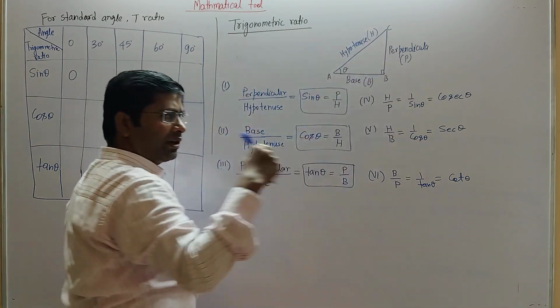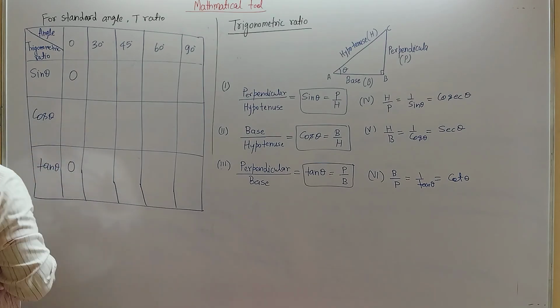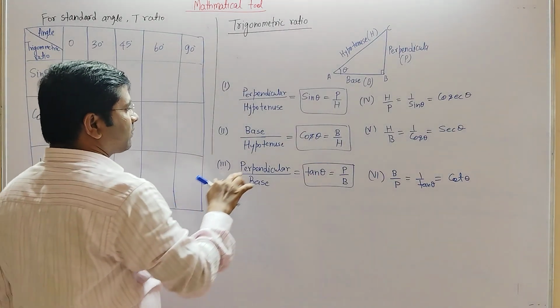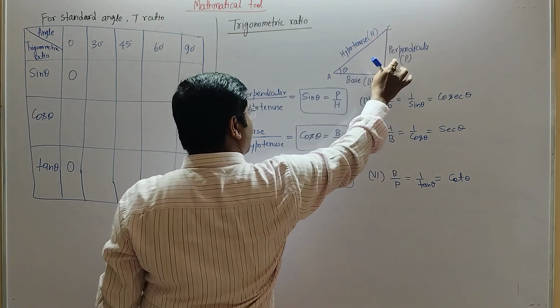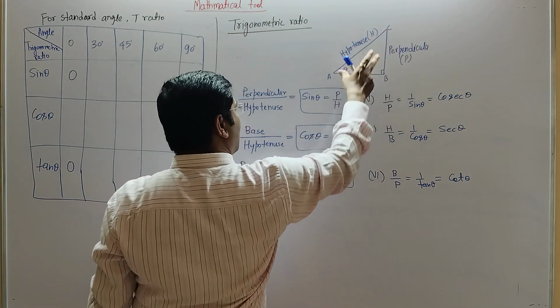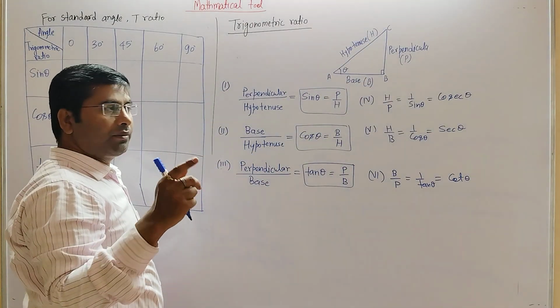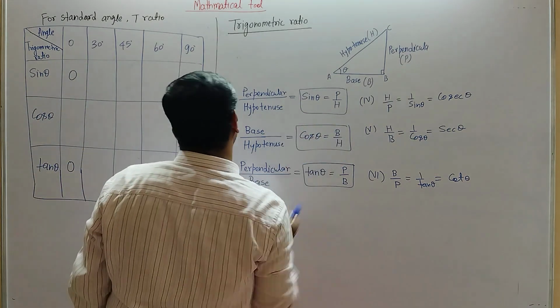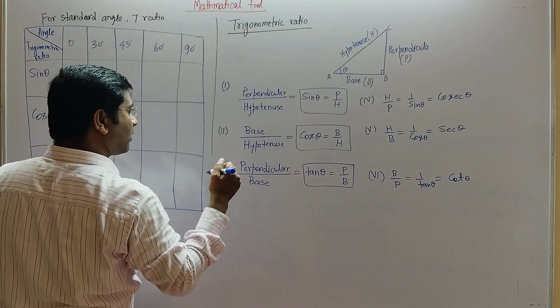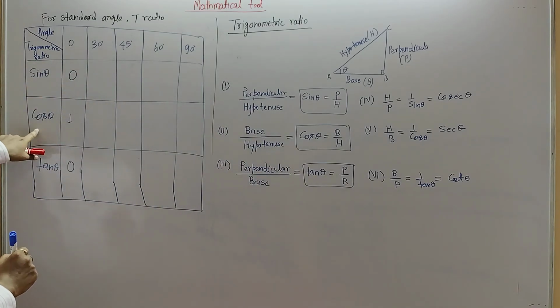So perpendicular will tend to 0. So tan 0 will also be 0. Cos will be 1 because the cos formula is based upon hypotenuse. If this coincides with B, the base will not change and the hypotenuse will become equal to the base. That means base and hypotenuse will be almost equal. So base upon hypotenuse will be 1. That is the reason sin 0 is 0, cos 0 is 1, tan 0 is 0.